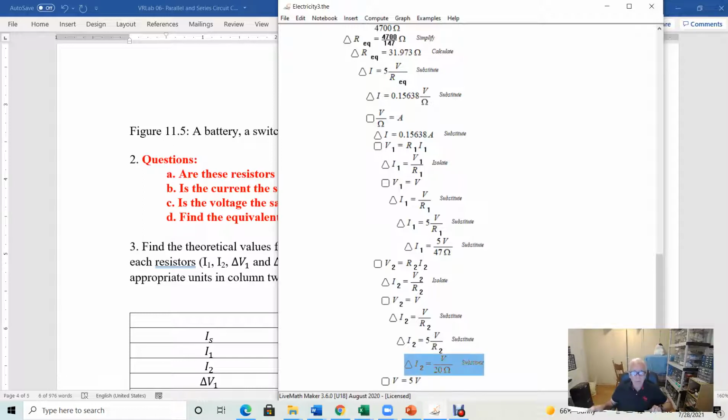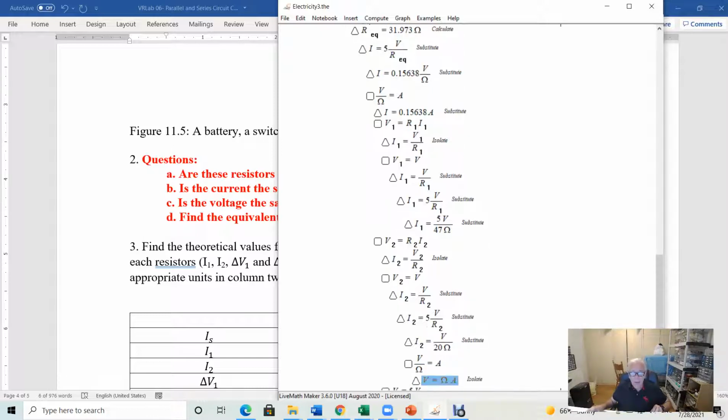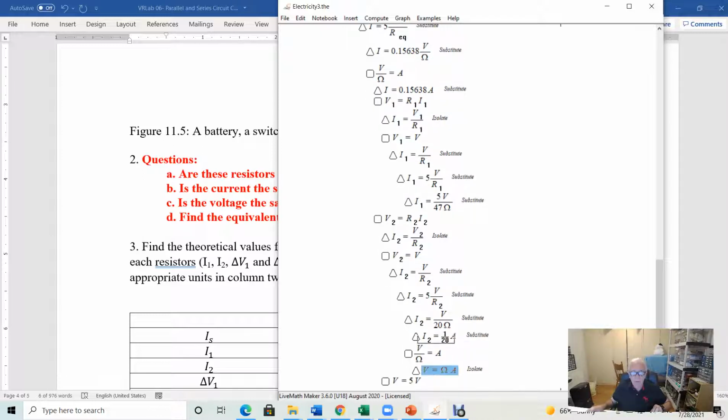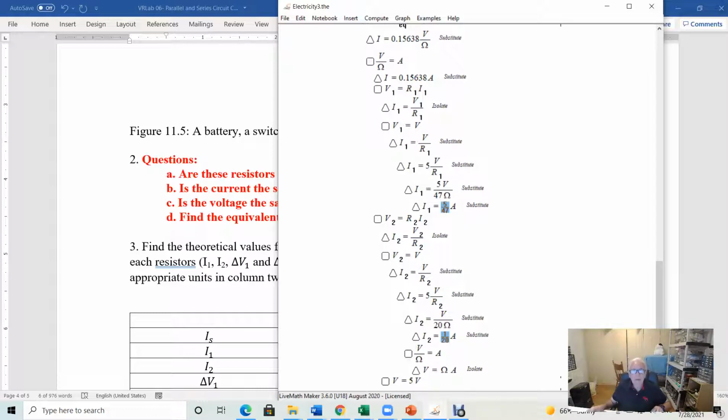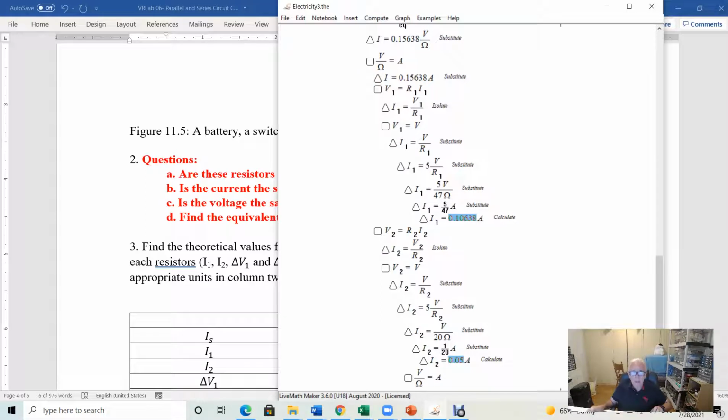Let's not forget that V over ohm is amperes. Okay, here you go. I'm going to substitute here, substitute here. Calculate. Not clarify, but calculate. Here you go. That's what I'm getting for the current.